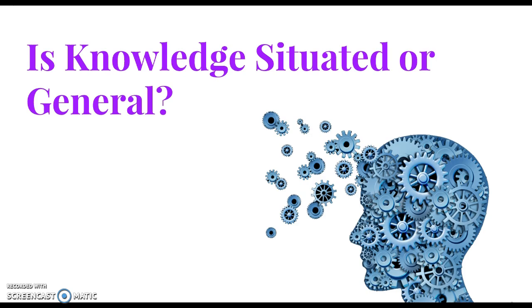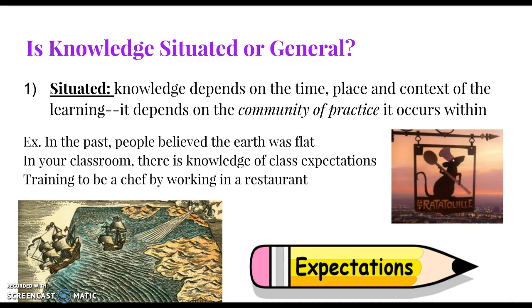A second key question that constructivists discuss is: is knowledge situated or general? If knowledge is situated, then it means it depends on the time, place, and context of the learning, or it depends on the community of practice that it occurs within. This means that something that may be true in one time or place could become false at another time or location. For example, in the past, people believed that the Earth was flat. Other examples include that there are different classroom expectations in different classes, and if you were trained to be a chef by working in a certain restaurant.